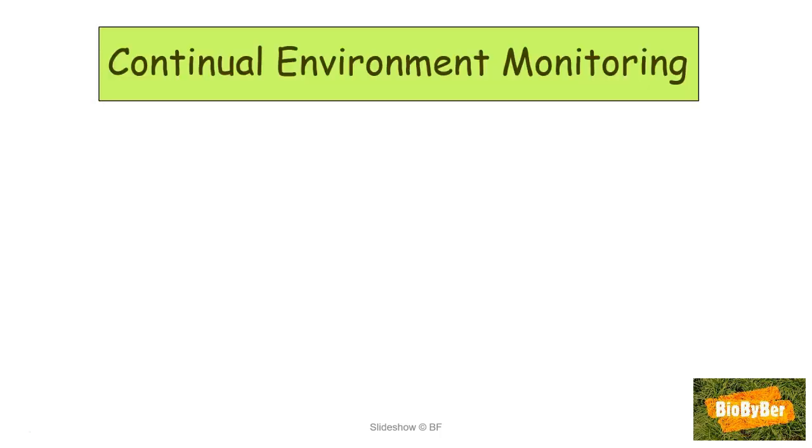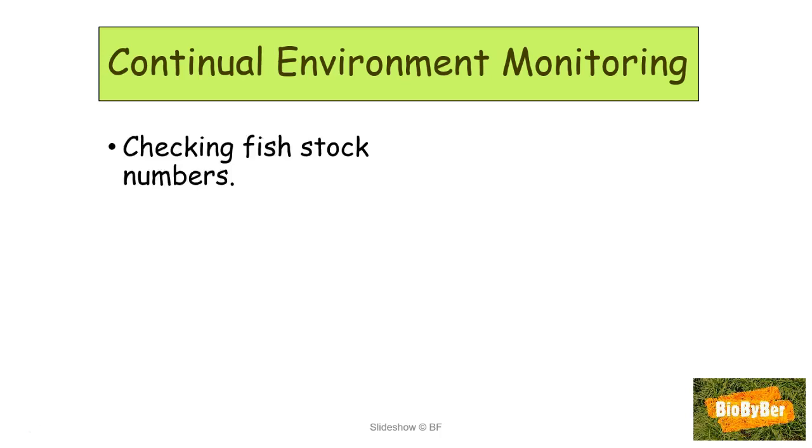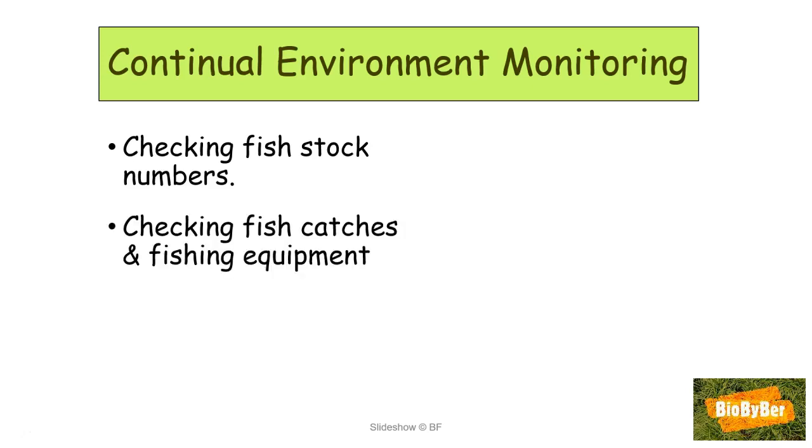Continual environmental monitoring is absolutely crucial when it comes to conservation. Monitoring systems involve checking fish stock numbers, checking fish catches. Is everybody fishing within the quota? Checking fishing equipment. Are proper nets being used? Checking water samples.